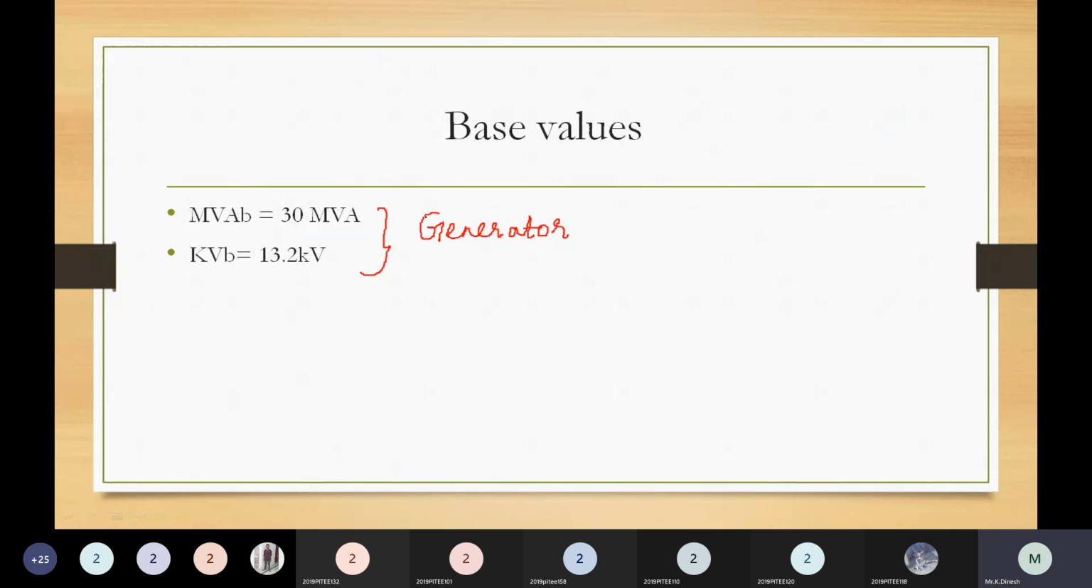So the base values. Here the base value specifications are not given. In case the base values are not given in the problem, it means we have to assume the generator values as base values. So MVAB is 30 MVA and KVB is 13.2 kV. So I am just considering my generator values as the base values.